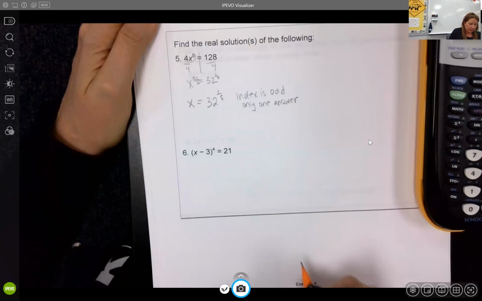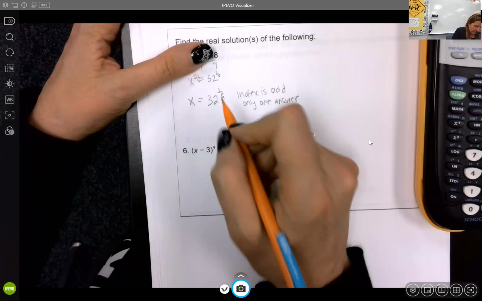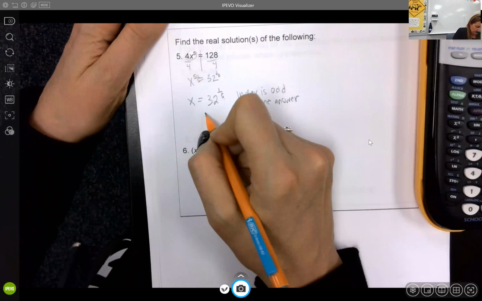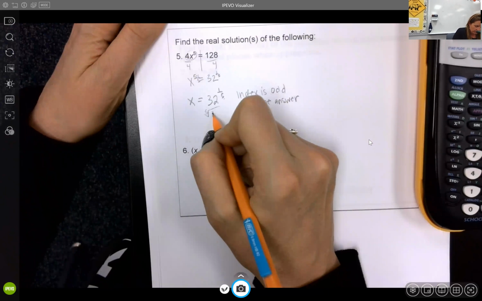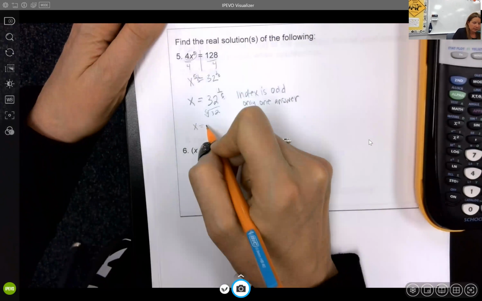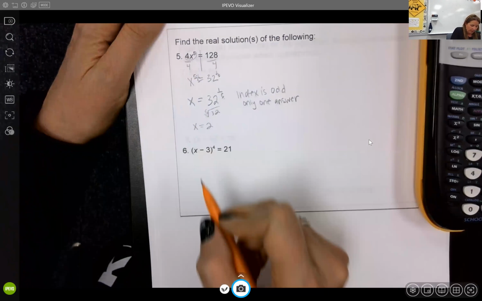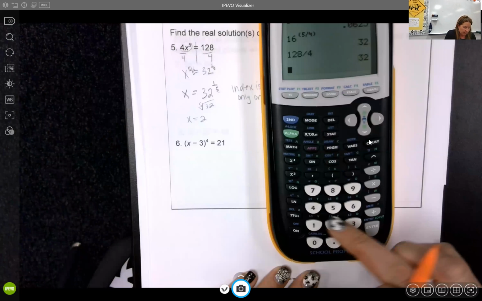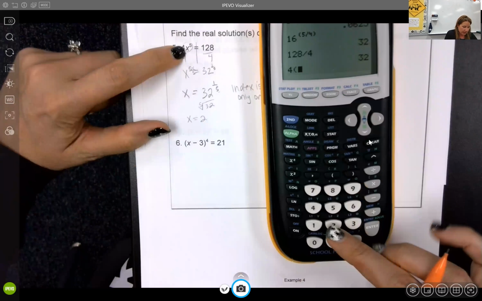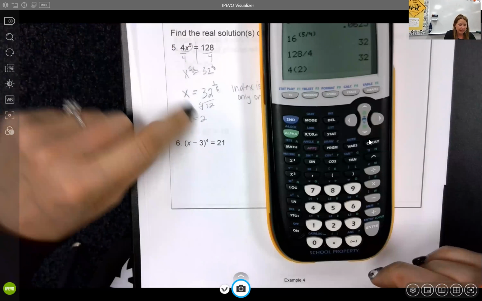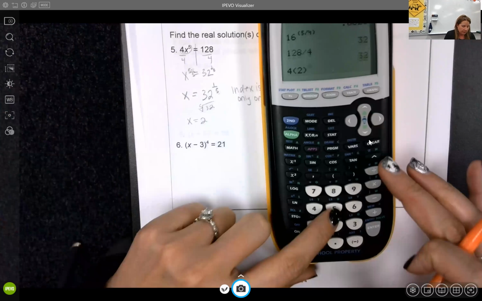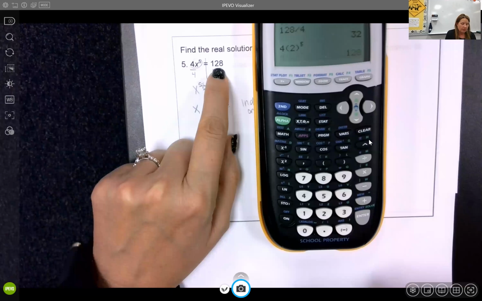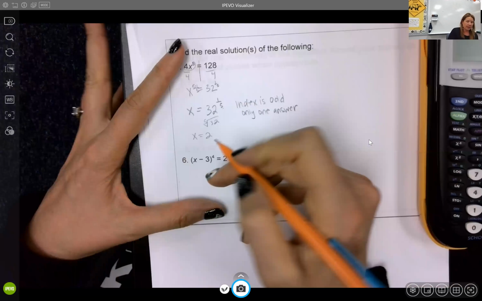Okay, so here I'm going to do 32 to the 1/5, which is the 5th root of 32. Maybe you know what that is by now. It's 2. Now I can always check this in my calculator. So I go 4, and then I do parentheses with the 2, because that's what I got for x to the 5th power. And I should get 128, because that's what I started with. And I get 128. So I checked it, it worked.